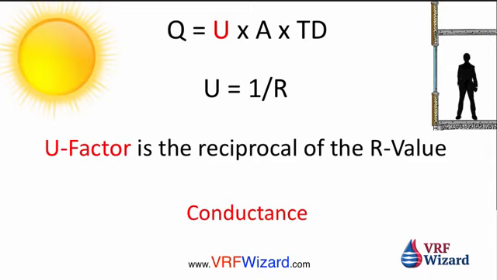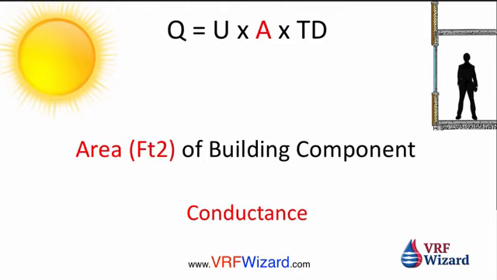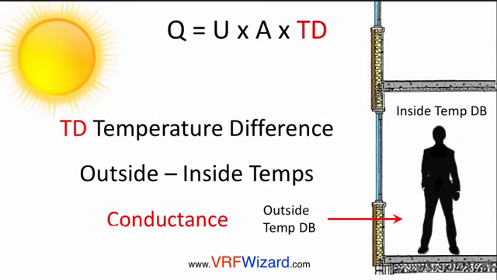So basically the equation is the U factor, which has to do with the resistance of the material, and then the area, A for area. So the square footage of the building component, how many square feet of glass you have, and then the temperature difference between outdoor and indoor temperature.